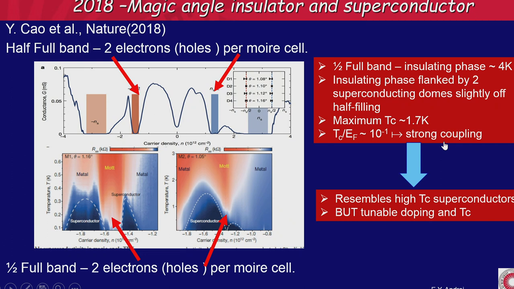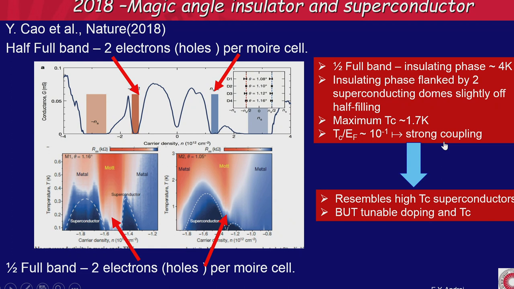So you see they have two domes, on the electron-doped side of the insulator and on the hole-doped side of the insulator. So this resembles high-TC superconductors a lot, except that unlike in high-TC superconductors, we can walk through this phase diagram without making a new sample for every point, without chemistry. You just do it with a gate. What did I miss here? Okay, the maximum TC is 1.7 Kelvin.